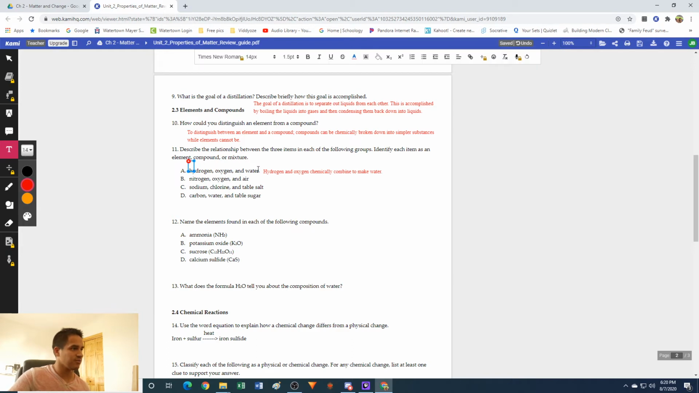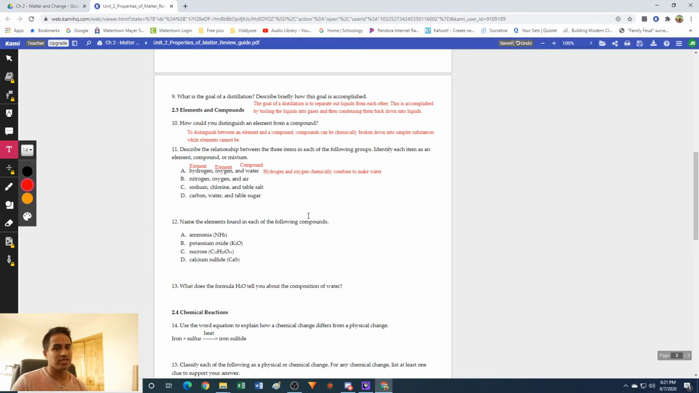And then identify each one as an element, compound, mixture. So we'll put a little text box up here. So hydrogen is an element. Oxygen is an element, and water is a compound. Move it over a little bit. Okay, so there you go. So element, compound.